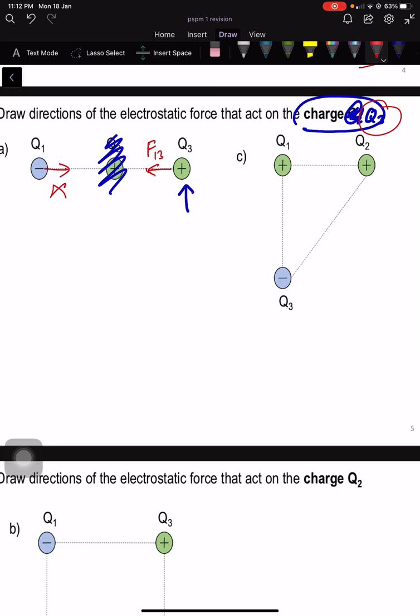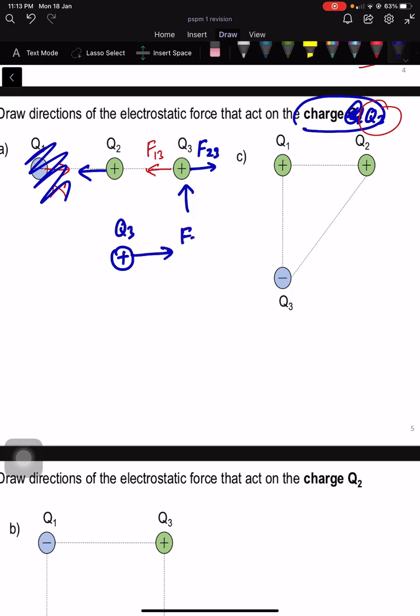Okay, when you have drawn this one, now you open back this one and look at it. So now what is the relationship between Q2 and Q3? Positive, positive, the forces will repel. So what is the naming for this force? F23. Why 23? Because the point charge is 2, the test charge is 3. So the direction of the electrostatic force acting on charge Q3, the answer will be: positive Q3, F23, F13.